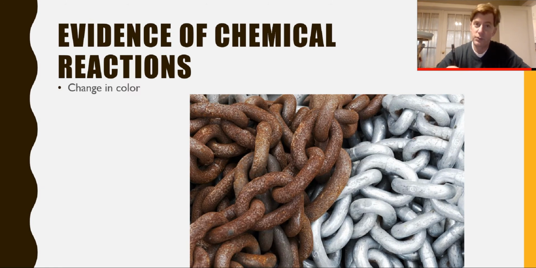Another good example is rust. When iron rusts, it turns a different color. It's reddish colored now because it's something new. It's iron trioxide is what the rust is. So that's another good color change we see, and that's pretty good evidence of a chemical reaction. There are a few physical reactions that have color, but not very many. The majority of those are going to be chemical reactions.